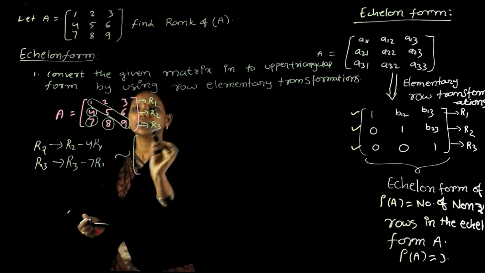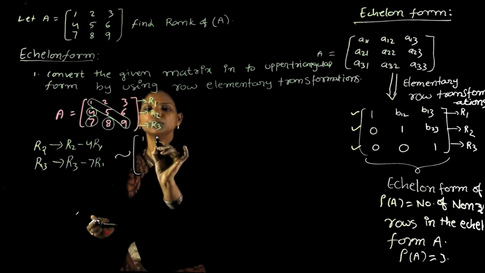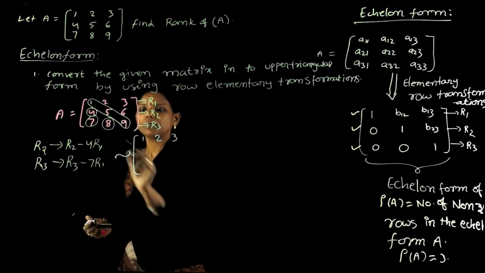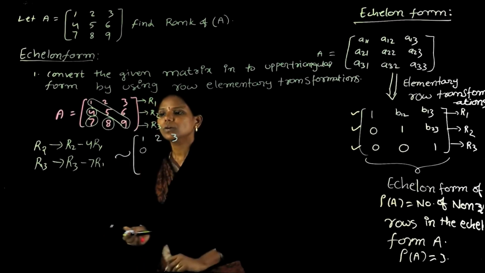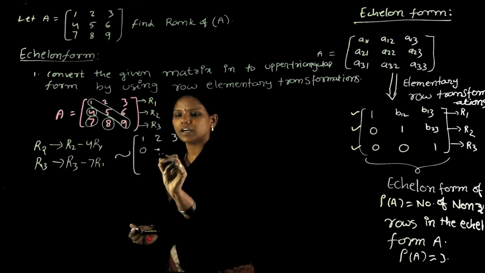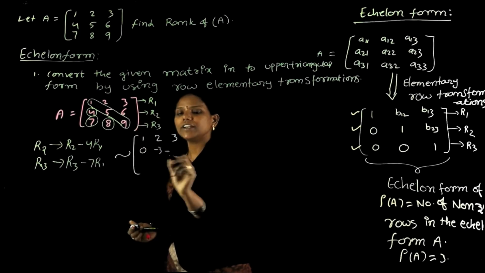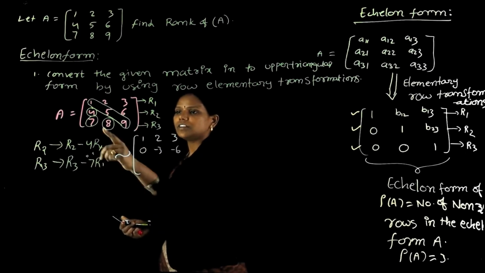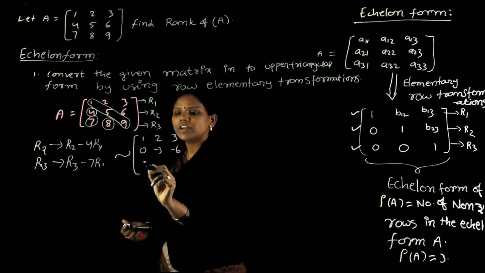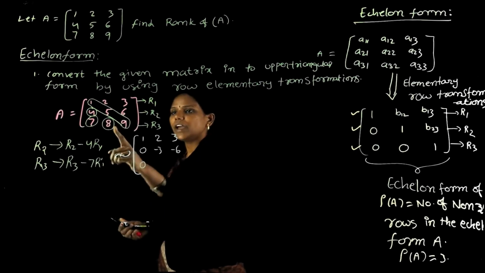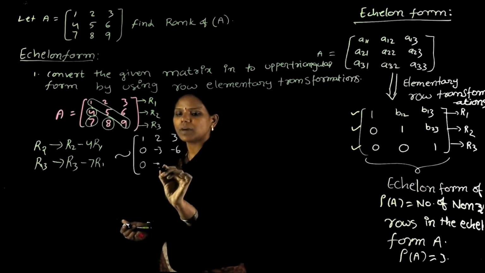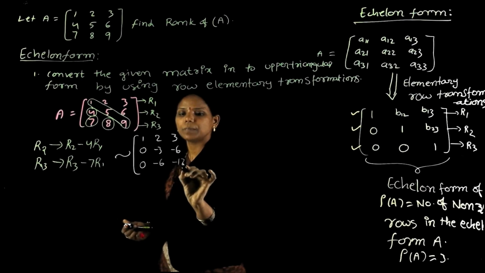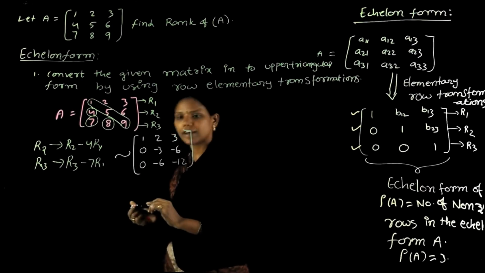Change in matrix. No change in the first row: 1, 2, 3. Change in the second row: 4 minus 4, 0. 5 minus 8, minus 3. 6 minus 12, minus 6. Next, R3 minus 7 R1: 7 minus 7, 0. 8 minus 14, minus 6. 9 minus 21, minus 12. We get it like this.